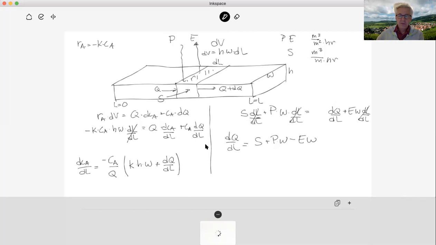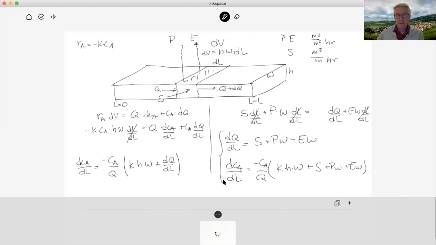And of course, if we combine those two, we get minus k times CA divided by Q, times H times W, and then we insert these terms, the S plus the P times W minus E times W. So here we have two coupled equations. So Q actually goes in here, which means that, yeah. So these are the two equations that we will solve.